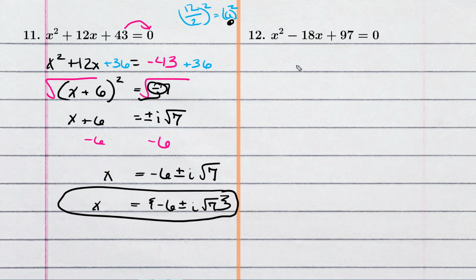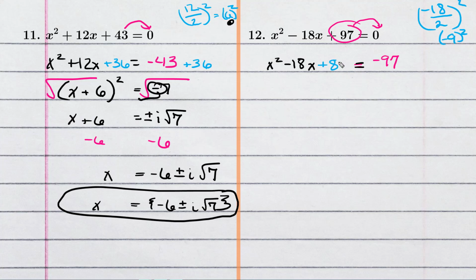So number 12. I need to first move that 97 to go to the right-hand side, so it'll be a negative 97 when it's on the right-hand side, because when you cross that equal sign, it changes its sign. And so now I take the negative 18, divide it by 2, and square it. So that means I have a negative 9 squared, which is 81 that I'm adding to both sides.